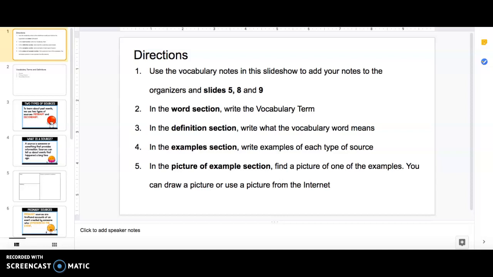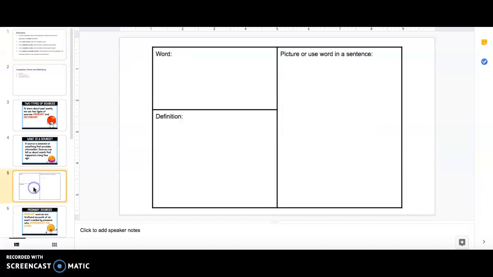So on slide 1 are the directions. Number 1 is saying you're going to use the notes in this slideshow to complete the organizers on slides 5, 8, and 9. That is your assignment for these notes. So very quickly, number 2, in the word section, you're going to write the vocabulary term. As you can see here, every organizer has a word section. That is right here. That is where you will write the vocabulary term.